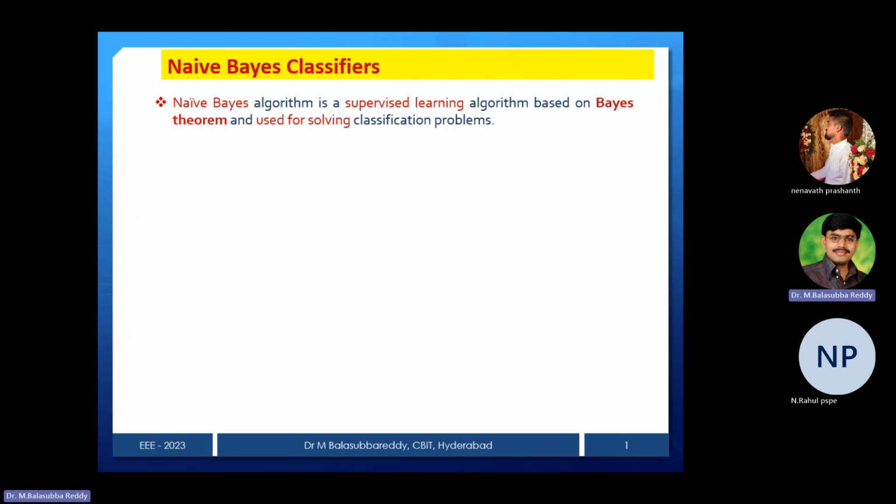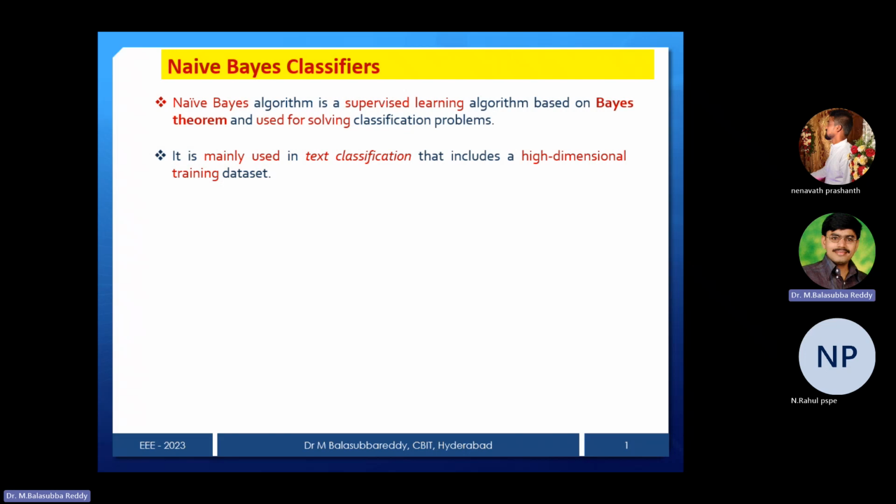This algorithm is a supervised learning algorithm based on the Bayes theorem, used to solve classification problems. As we know, there are a lot of algorithms: one is the support vector machine, another is the Naive Bayes classifier, decision tree, and so on, and all these methods do classification. In supervised learning we have classification and regression. Now we are discussing classification, and this is one of the algorithms.